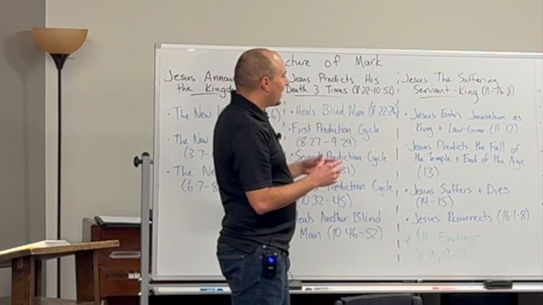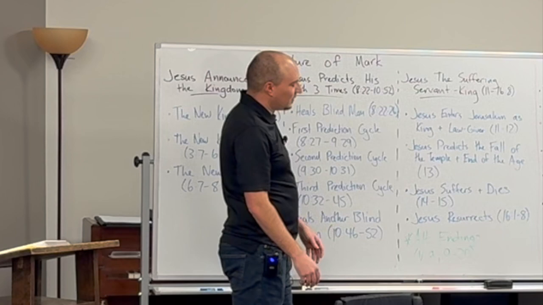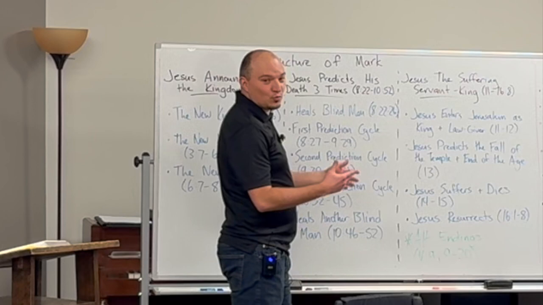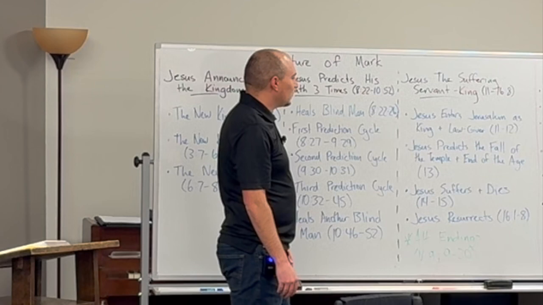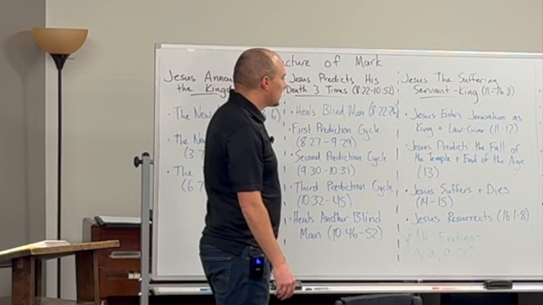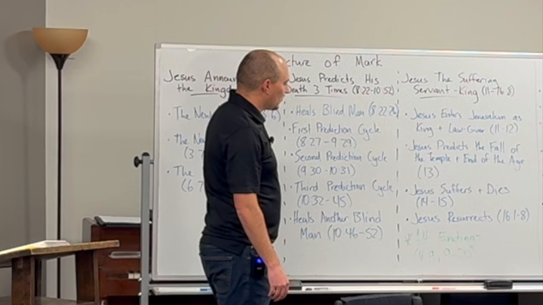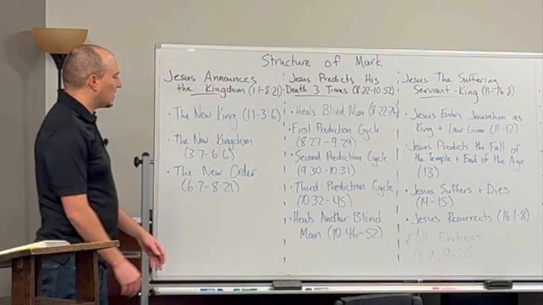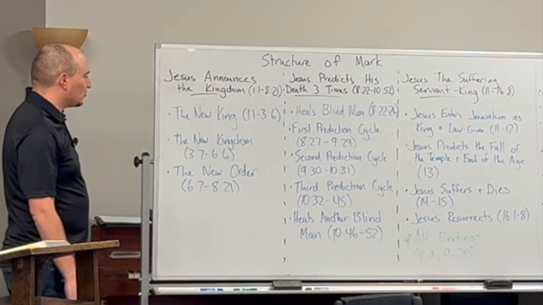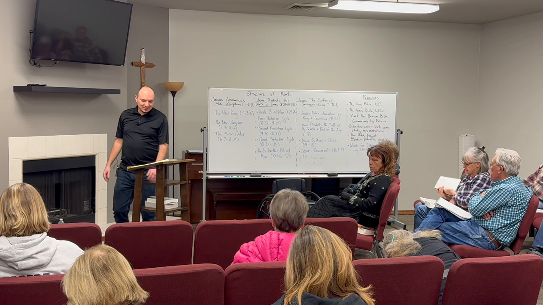And then as lawgiver, this is where a lot of the friction between the religious leaders was happening, because Jesus is essentially announcing a new way to live out and interpret the law that God gave to the Israelites and by extension all of humanity. And then chapter 13, where Jesus predicted the fall of the temple, we looked at that last week, and the end of the age or the end times. And then we went through chapter 14 last week, where we begin to see the events leading up to Jesus' crucifixion. And that's where we find ourselves today in chapter 15.